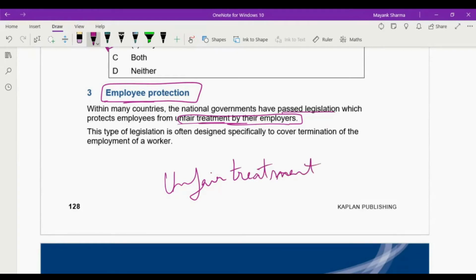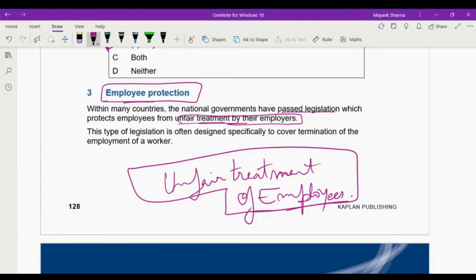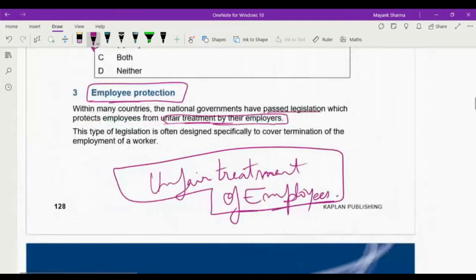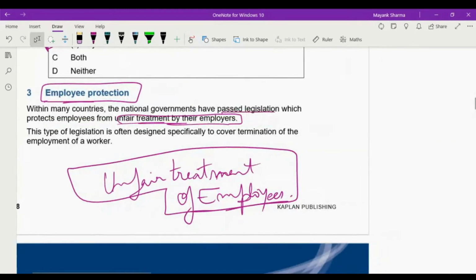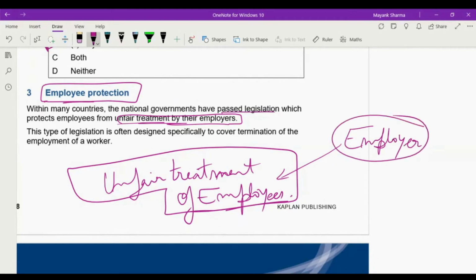Unfair treatment of whom? Of employees. So you need to understand that employees are naturally in a disadvantageous position because they're actually deriving their income from their employer. So they sometimes face a situation where, because of personal reasons or personal rivalry, the employer kicks them out of the employment, and they are without any employment later on.